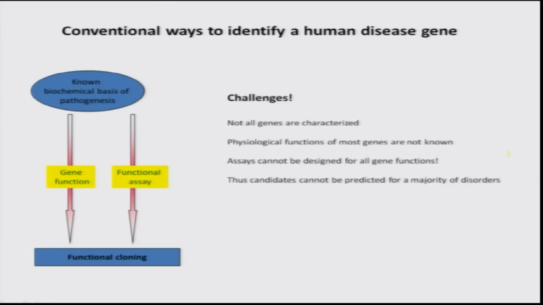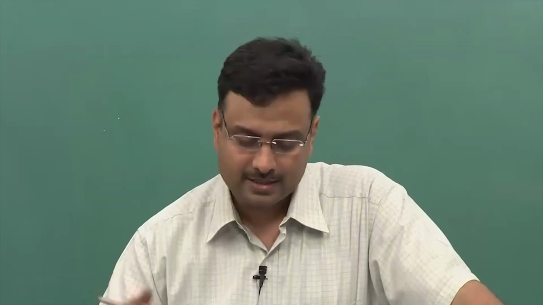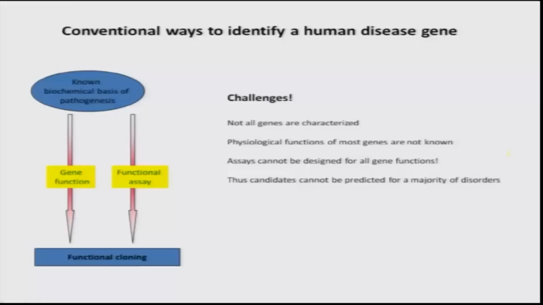So this approach that led to the discovery of the gene is really time consuming, and you have lots of challenges. There are very few such examples wherein people identified the protein product that is defective and then went on to identify the gene that codes for that protein. Some of the challenges are listed on the screen. Not all genes are characterized. In fact, we don't know all the genes that our human genome contains, and even if you know the gene, we don't know the function of the gene.